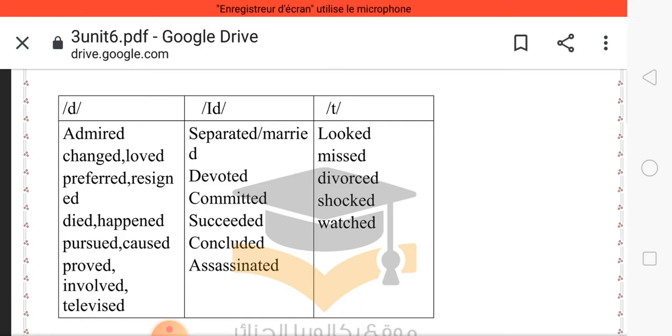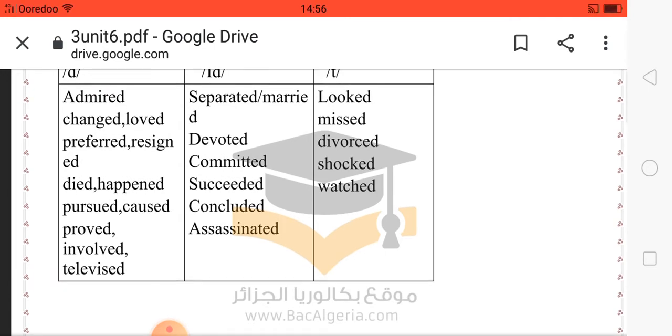Separated, separated. You hear the ed: separated. Married, devoted, committed, succeeded, concluded, assassinated. Okay? I'm going to repeat again: separated, married, devoted, committed, succeeded, concluded, assassinated. Okay? You understand now the difference between the two kinds of words.